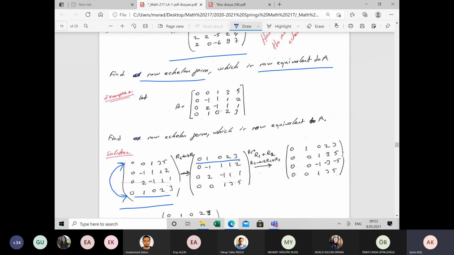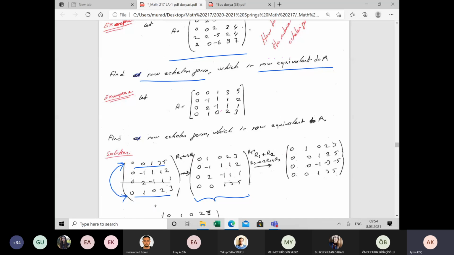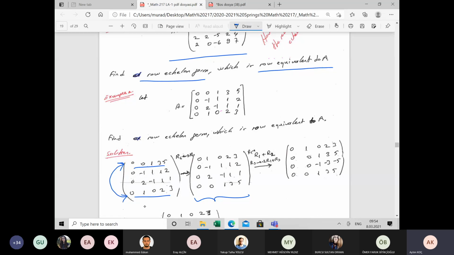The row 0, 1, 0, 2, 3 stays the same. And then the first row will be the last row. This one is the last row. So we obtain the second matrix. The operation is to interchange the first and the last row, that is, R4 interchange R1.